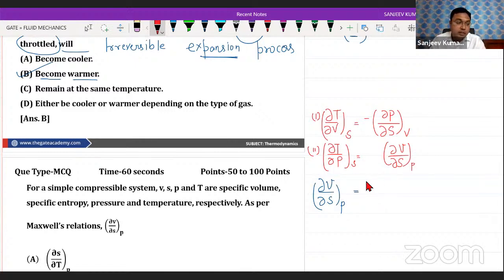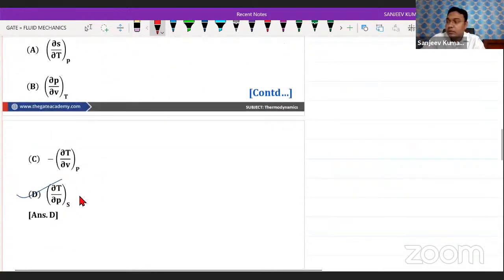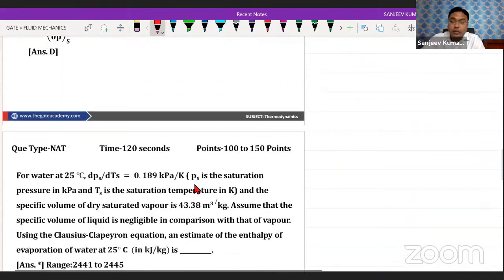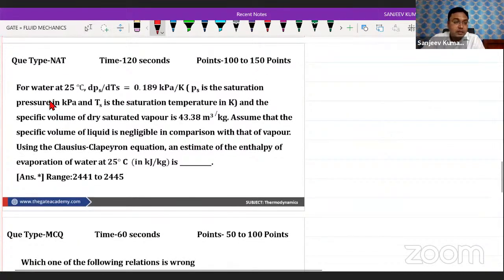Okay. So now you can see in the given question, this part is given, right? Dou V by dou S, P is given. So this is equal to this part I will write here: dou T by dou P at constant entropy S. That is the correct answer. Okay, understood? Now let's go to the numerical part here. This is the Clausius-Clapeyron equation. So no doubt, first of all, I write down the given data and then I'll try to solve this question.